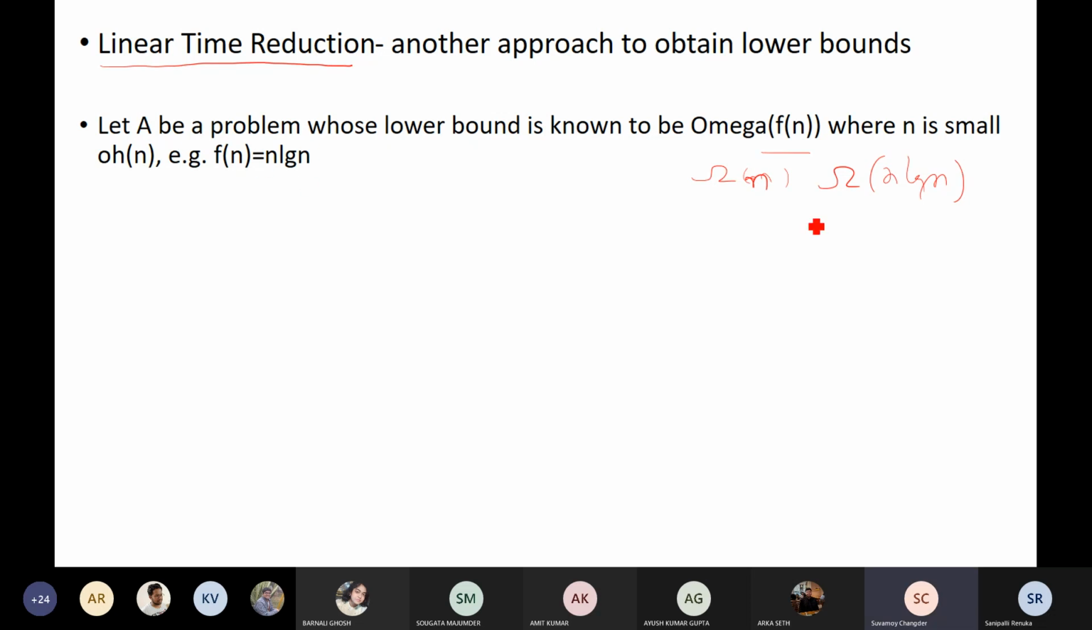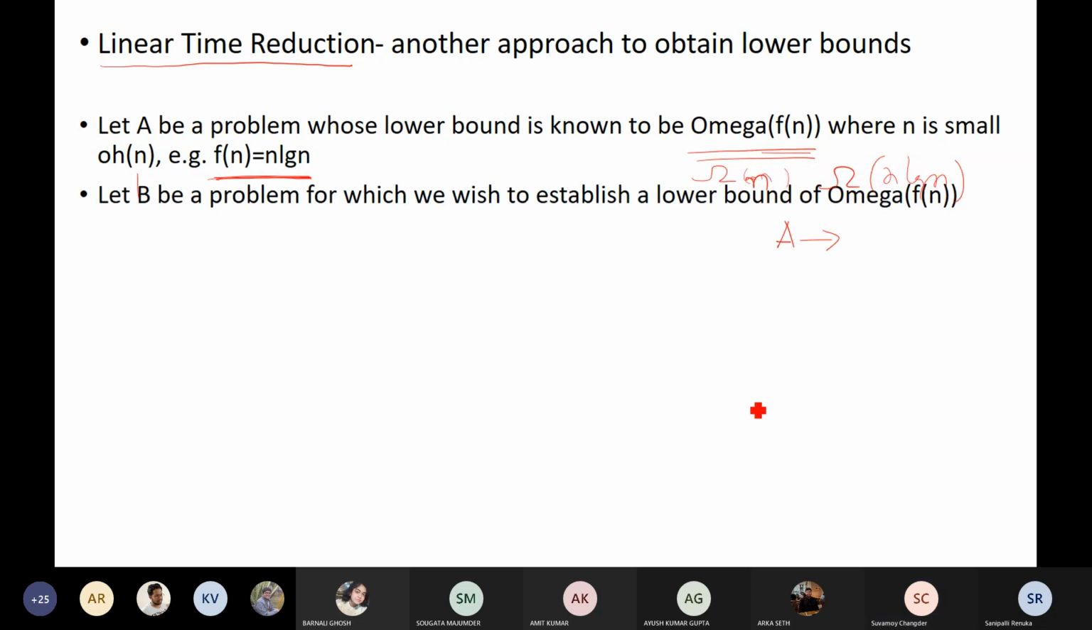Mind it, there is a given problem A whose lower bound is known to us, and let the lower bound of the problem A be given as omega of f of n, where f of n is a function. It may be greater than n, but the lower bound, or the loose upper bound, is small o of n.